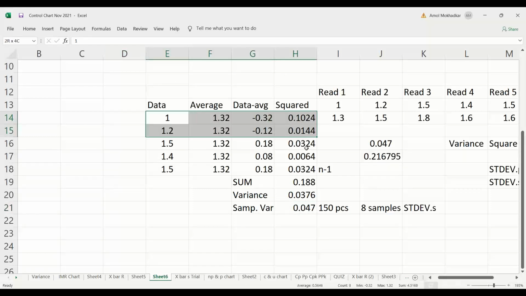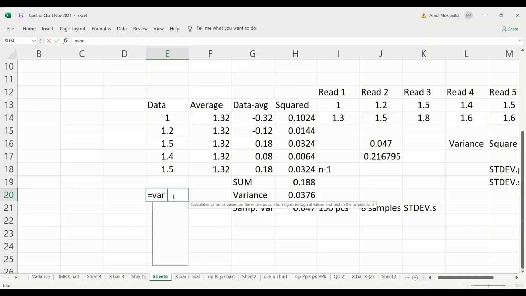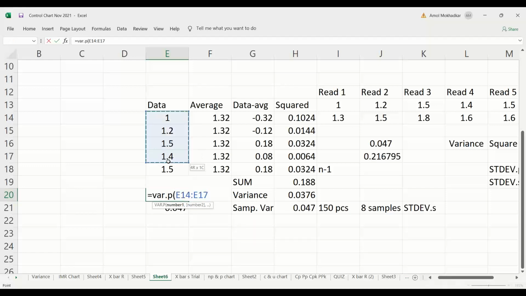Now either I do all this calculation, or I directly put the formula VAR.S and select the data. This is what I am going to get, a variance of 0.047. If I put the formula VAR.P, I am going to get 0.0376.